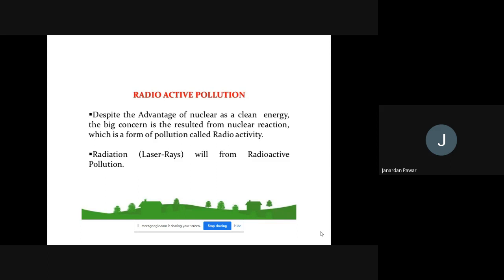I think there is one particular formula, and by using that formula on a mobile, by typing some words, text or special characters, you can understand what sort of radiations or rays are coming from your mobile. So radiation and laser rays form radioactive pollution, and whatever radiations we get as a result of nuclear reaction from nuclear energy become radioactive pollution.